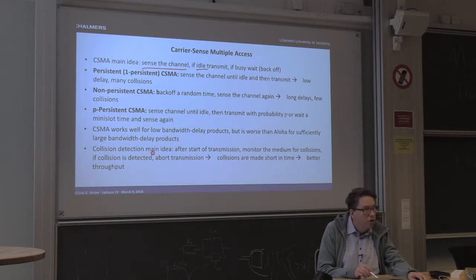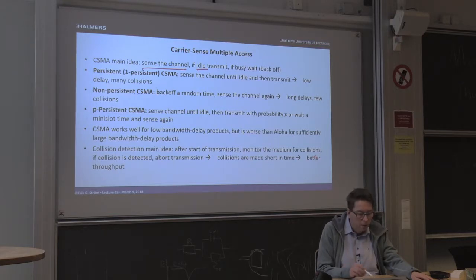We can do collision detection sometimes, and that depends on whether we can listen to the medium while we transmit. If we can, then we start the transmission and monitor the medium. If a collision is detected, then we abort it, so we stop transmitting. Collisions are made short in time, which means better throughput. So that's the idea with collision detection.